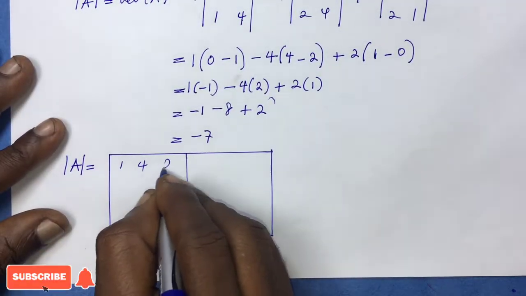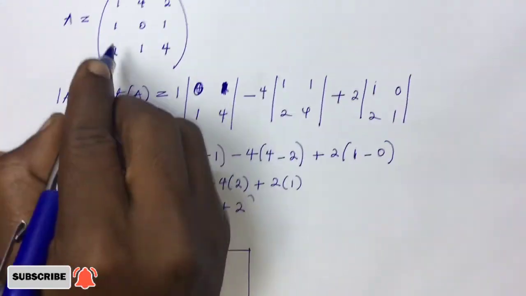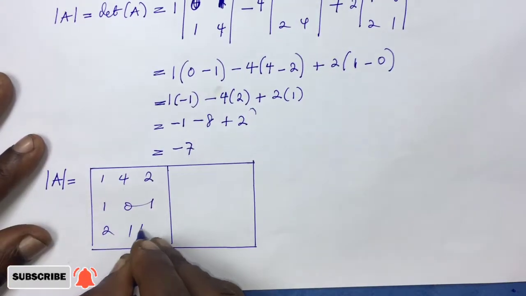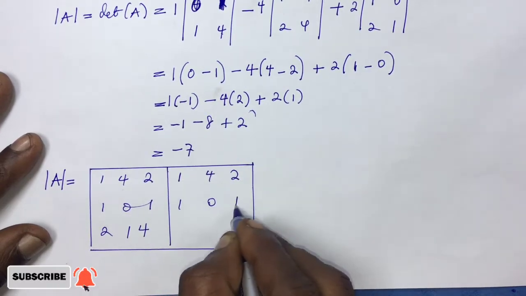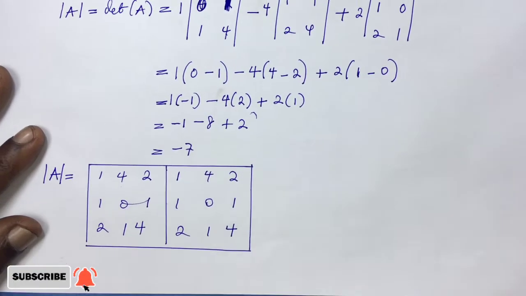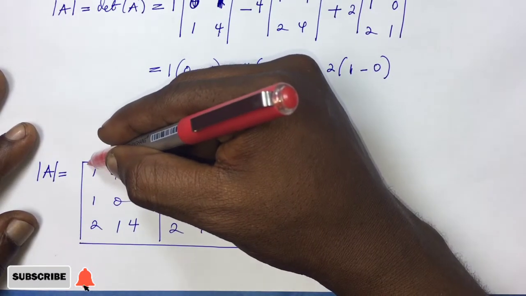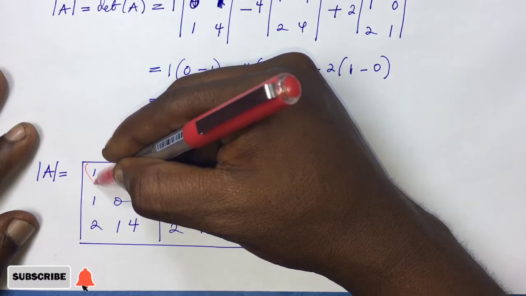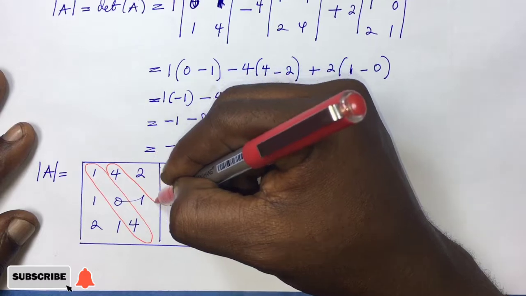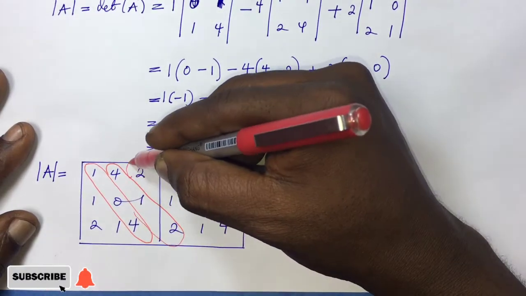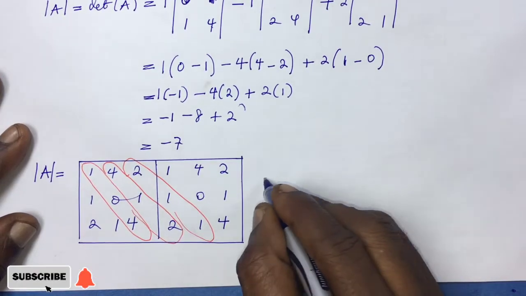1, 4, 2, okay, 1, 0, 1, 2, 1, 4. And I'm going to repeat the elements here. 1, 4, 2, 1, 0, 1. Okay? Now, according to the method of Sarrus, we are to start from this element here, taking the first principal diagonal, taking the second one, okay, and taking the third one.